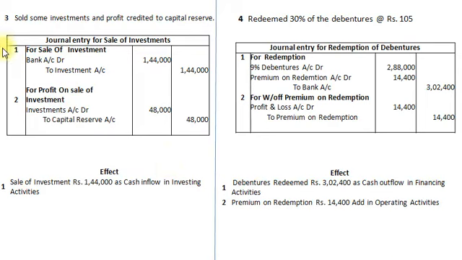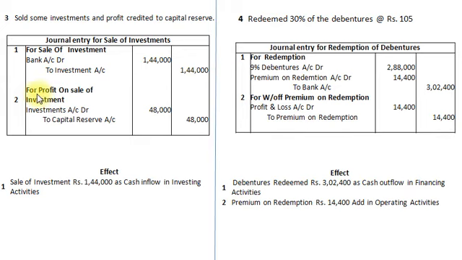Now we will solve adjustment number 3. Sold some investments and profit credited to capital reserve. Students, we have checked the investments and capital reserve and we come to know that investments worth rupees 96,000 were sold at a profit of rupees 48,000. So our total sale proceeds is 1,44,000, and accounting entry bank account debit rupees 1,44,000 to investments account rupees 1,44,000.